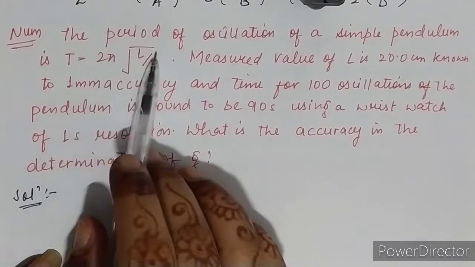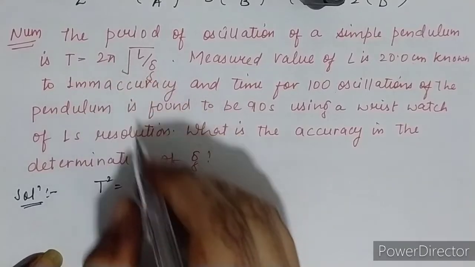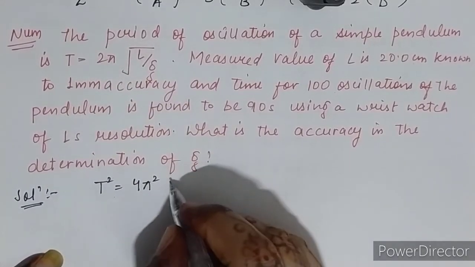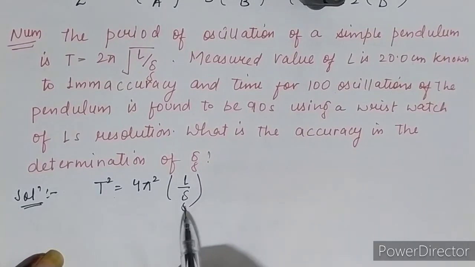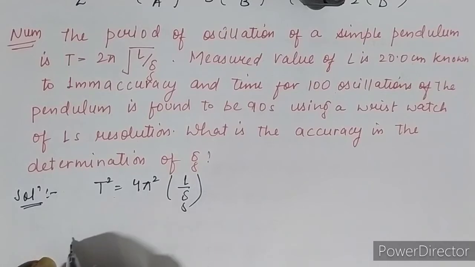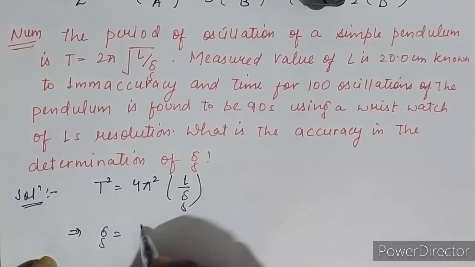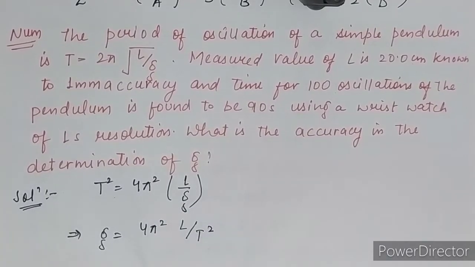I am just squaring on both sides. Okay, so T square, 2 square is your 4, pi square, then L upon G. What you have to find? You have to find the value of G. So it will be like G is equal to 4 pi square L upon T square.